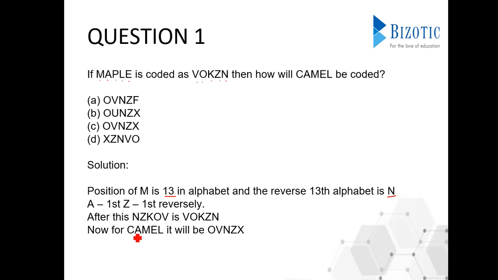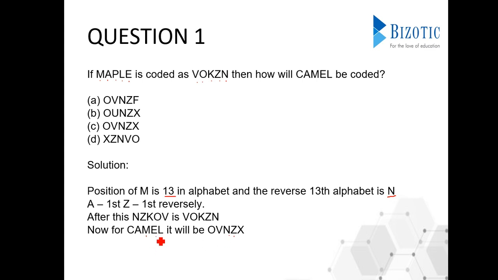Alphabet C comes in the third position, so that will go to the third from last when we count from Z to A. Similarly, A is in the first position when we count from A to Z. Now Z to A, first position will go to Z. Third alphabet, M. We all know from the previous instruction that M is in the 13th position, and so N will be in the 13th position from the backside. So in Camel's case also, M is 13th in the proper order and N is in the reverse order with the same position 13.